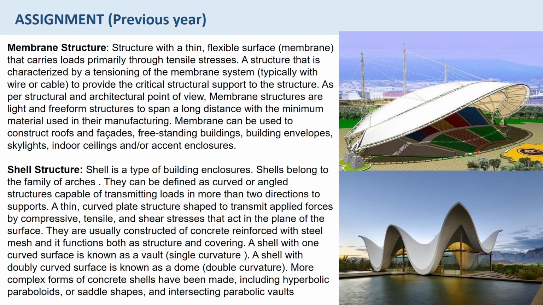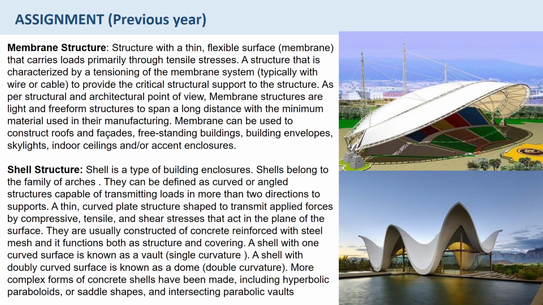Shell structure. Shell is a type of building enclosure. Shells belong to the family of arches. They can be defined as curved or angled structures capable of transmitting loads in more than two directions to support. A thin curved plate structure shaped to transmit applied forces by compressive, tensile and shear stresses that act in the plane of the surface. They are usually constructed of concrete reinforced with steel mesh, and it functions both as structure and covering.